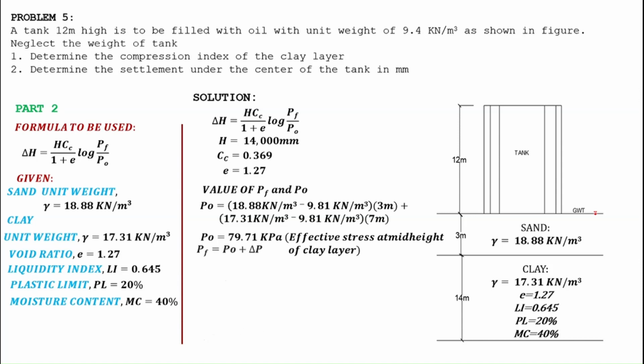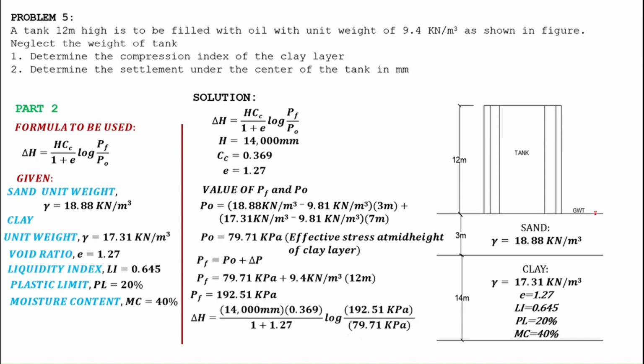For our final stress, it is just equal to initial stress plus our delta P, or increase in pressure induced by our tank. Or PF is equal to PO plus delta P. PF is equal to 79.71 kilopascal plus 9.4 kilonewton per cubic meter times 12 meters. PF therefore is equal to 192.51 kilopascal.